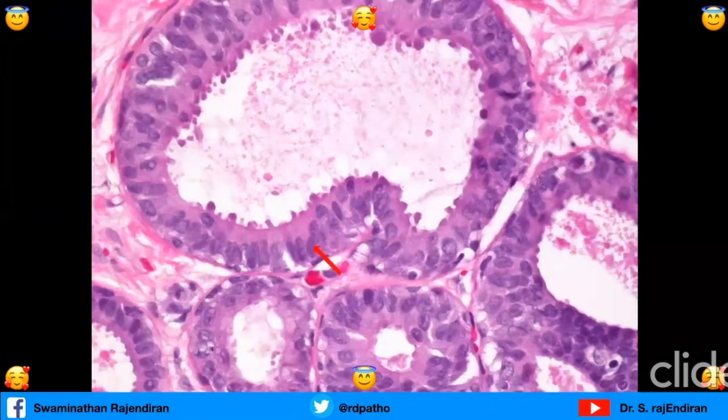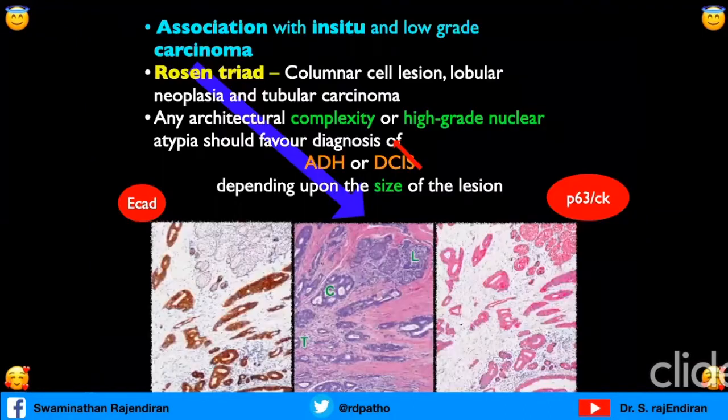This is a nice example: columnar cell changes, apocrine snouts with mild atypia. You can see multi-layering, more than 2 layers of cells. So it is hyperplastic. See here, 1, 2, 3, 4, 5 layers. More than 2 is hyperplasia, and it shows some variation in nuclear size and shape. That's why it is atypia. So this is the best example of columnar cell change, columnar cell hyperplasia with atypia.